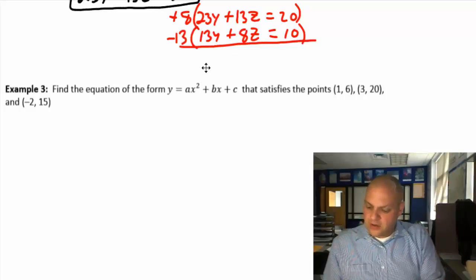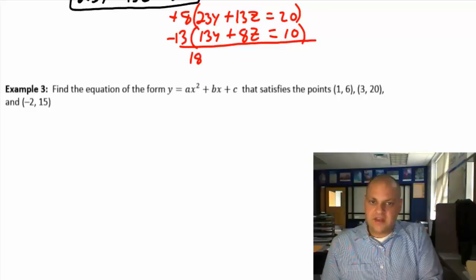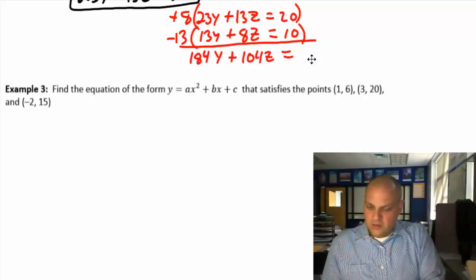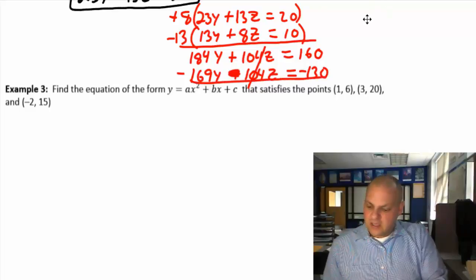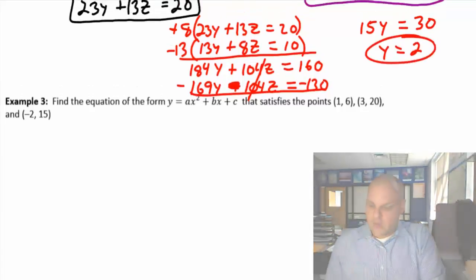All right, so that's going to give us 184y plus 104z equals 160. I did this ahead of time just because I knew it was going to get crazy. I know these numbers get big, but then they kind of cool down. Then you get minus 169y minus 104z, which is what we wanted, equals negative 130. So there we go. That drops out, and you're going to get 15y equals 30, and then you get y equals 2. All right, so we have y equals 2. Excellent.